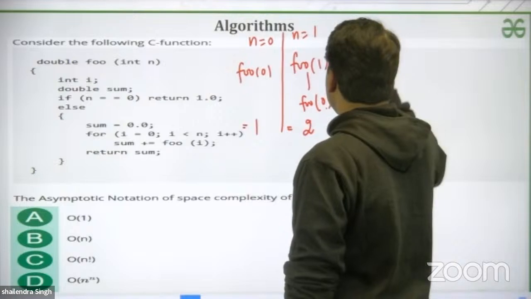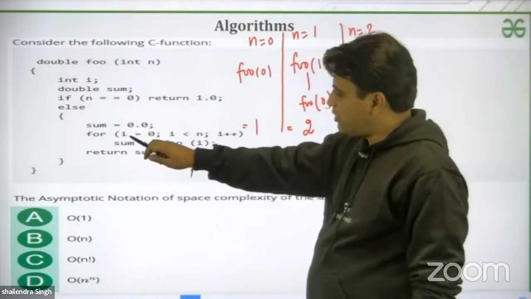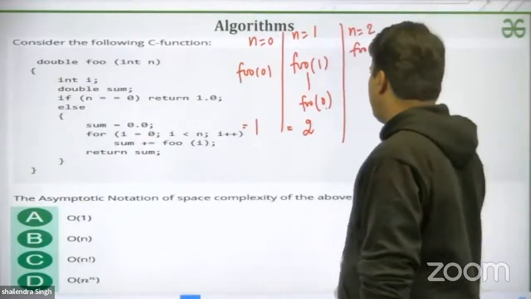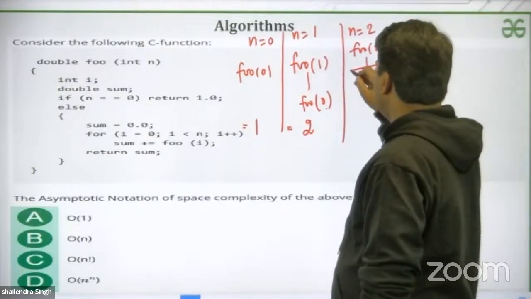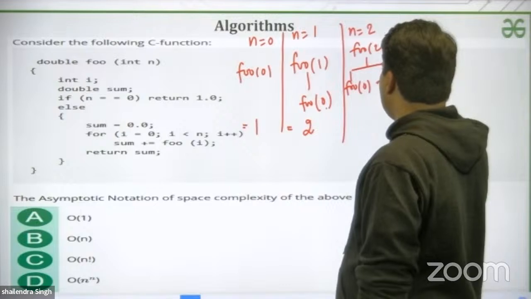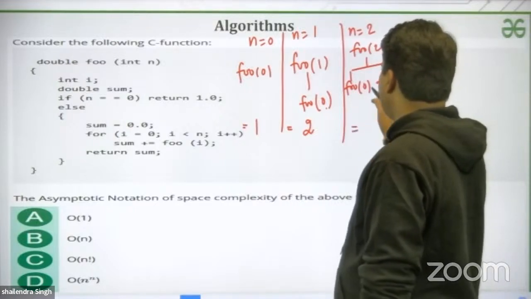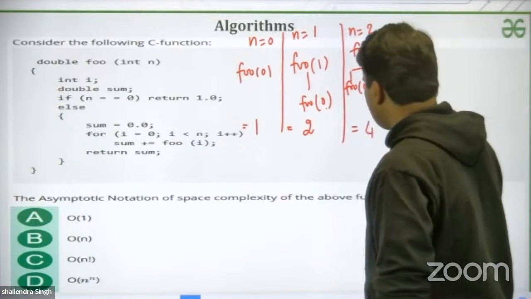If n equals 2, then foo(2): the condition stays true from 0 up to 1. This is calling foo(0) and foo(1), and foo(1) is calling foo(0). So how many functions were invoked? 1, 2, 3, 4. Four functions were invoked.